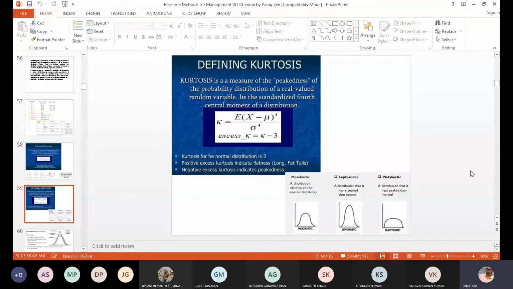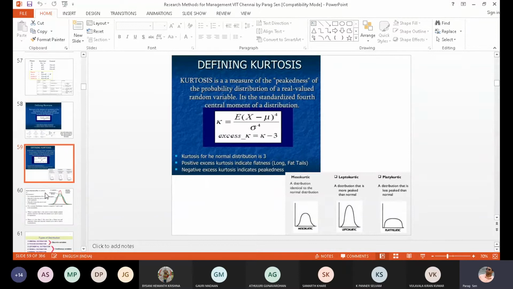Kurtosis is a measure of the peakedness of the probability distribution of a real valued random variable. So it's the standardized fourth central moment of a distribution. Here you can also see mesokurtic, leptokurtic, and platykurtic. So these are the three natures. Basically, how much the height of the distribution is, that is, the peakedness, is measured by the kurtosis.